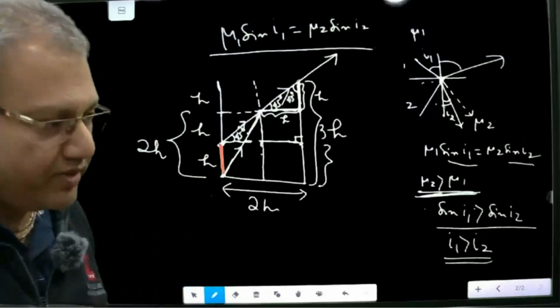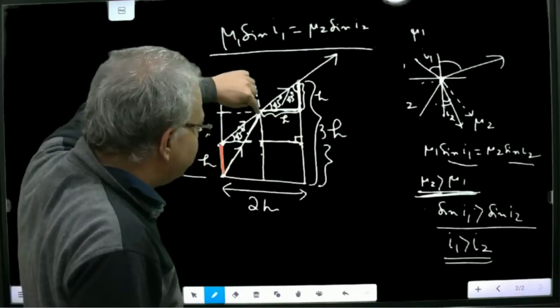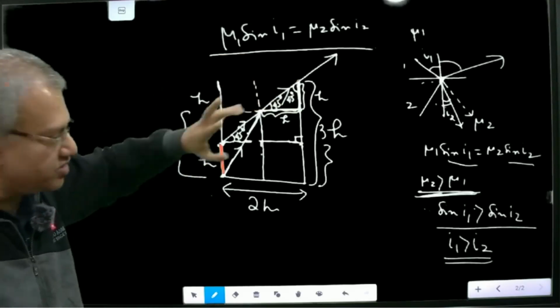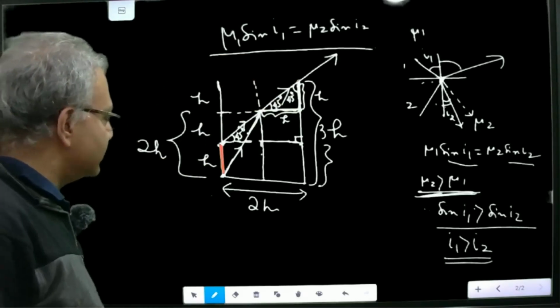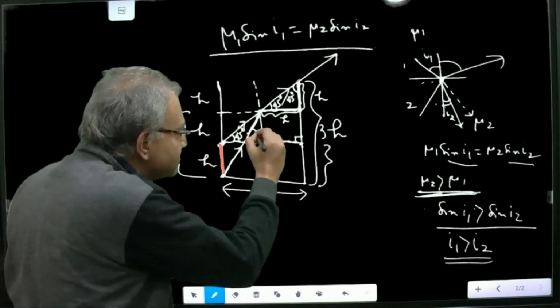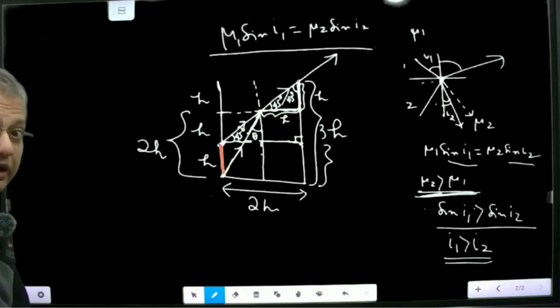Understanding? It's a simple geometry understanding. Now, so this is also h. So 2h, so this point is actually the middle point. Okay. So now we want to get the angle of incidence here. If this is the theta. This is the theta. Okay.